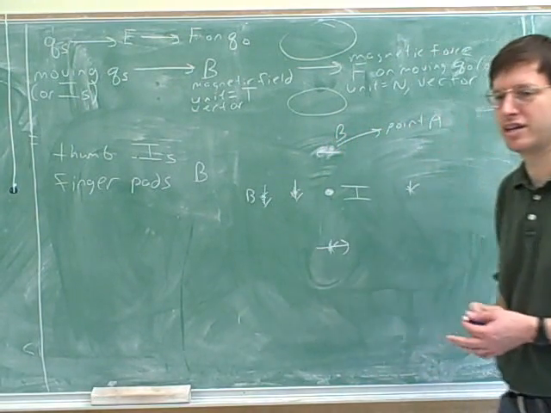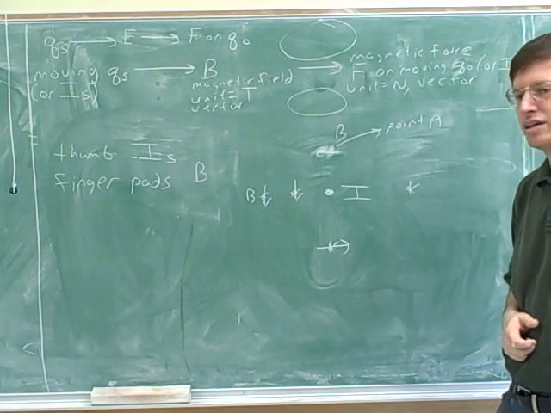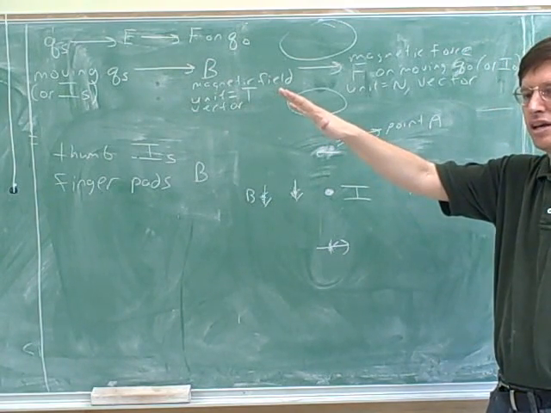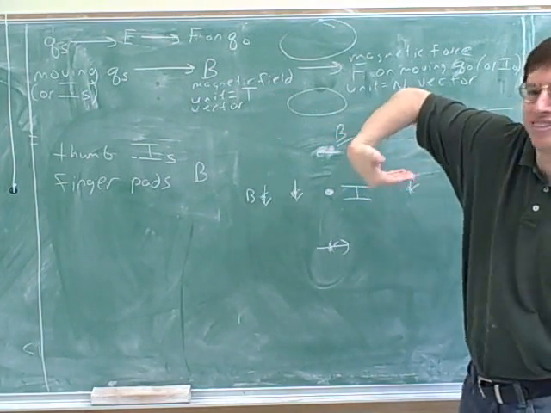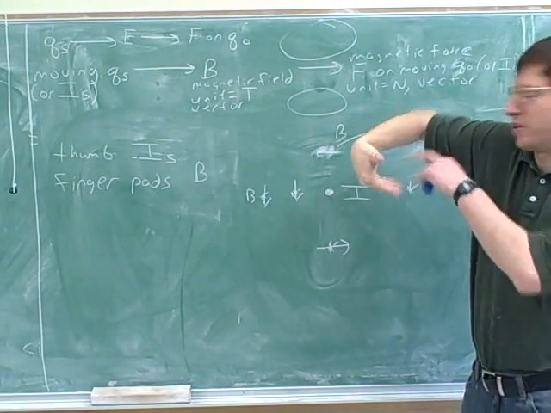Right over here. Now my thumb is still pointing out, my fingers are pointing to the right, and my pads are pointing up. Now my finger pads are pointing up.